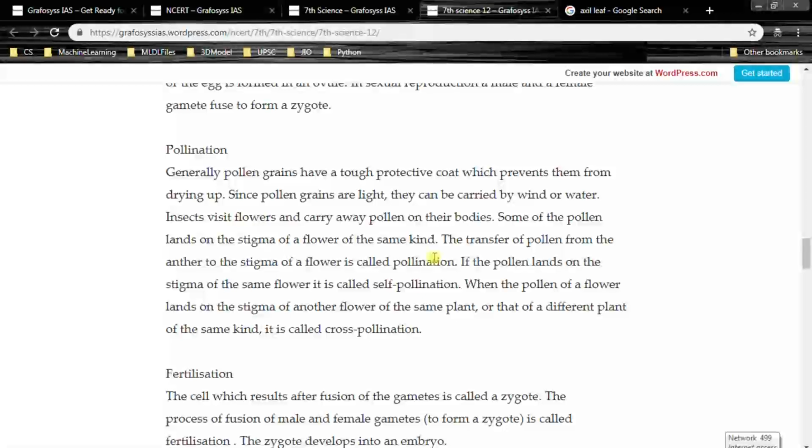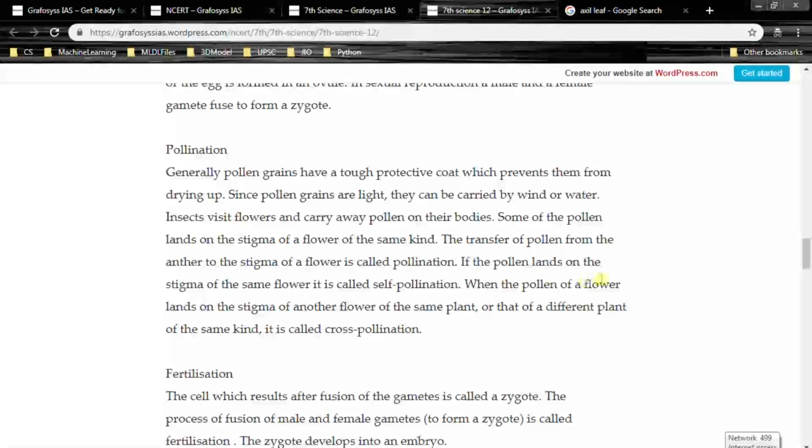So you might have seen the pollen grains on bees or some insects which sit on flowers and all, right? The transfer of pollen from the anther to the stigma of a flower is called pollination. So the transfer of pollen from anther to stigma, this is called pollination.